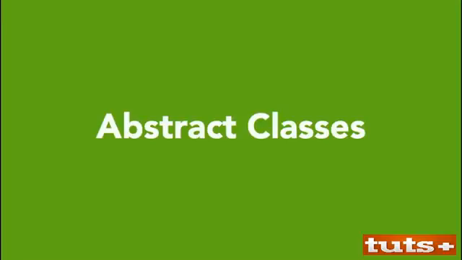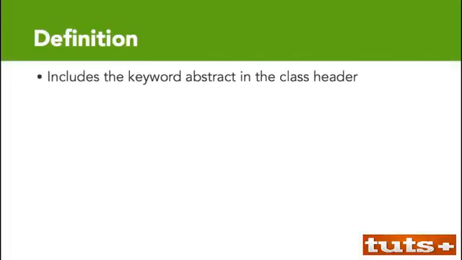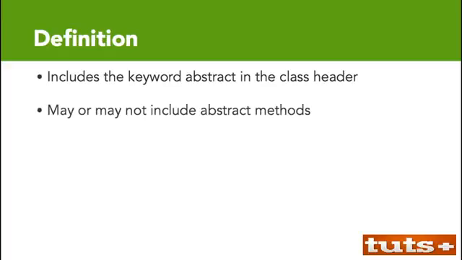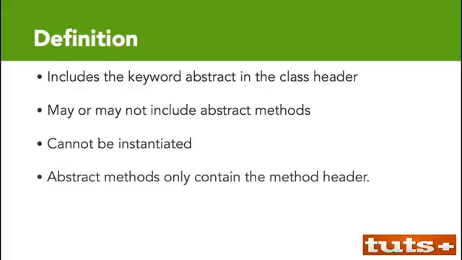Moving on to abstract classes. When defining an abstract class, you must include the keyword abstract in the class header, such as public abstract class shape. The class may or may not include abstract methods. It's important to understand you cannot instantiate an object that is of the type of the abstract class. Although abstract classes cannot be instantiated, they can have subclasses, and any abstract methods inside the abstract class are declared without an implementation, in only the method header.